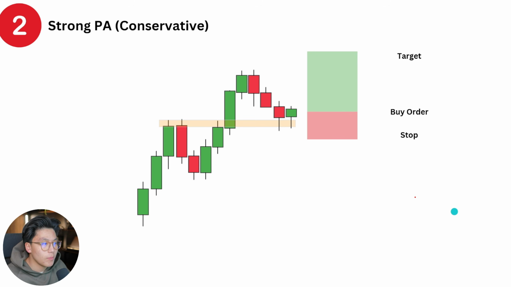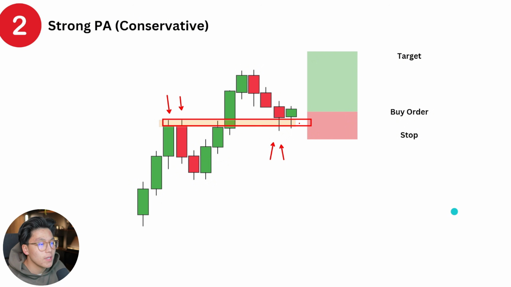The second entry model in this case is what's called conservative, and it's waiting for strong price action. So we basically have the same example that we had before. We have a clear uptrend in price, but now what we're doing is waiting for strong price action. You can see this previous resistance now turning into support. And what we want to wait for in strong price action is any sort of buyers that step in. As you can see right here, what we form is a nice hammer stick candle right off of our previous resistance turning into support, right?